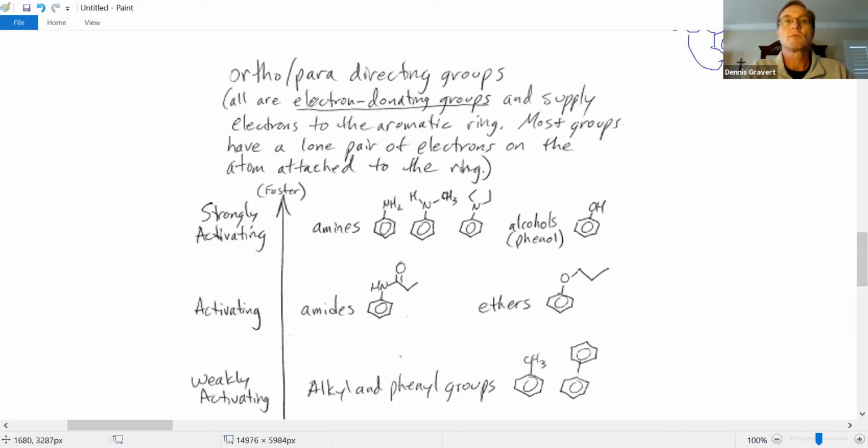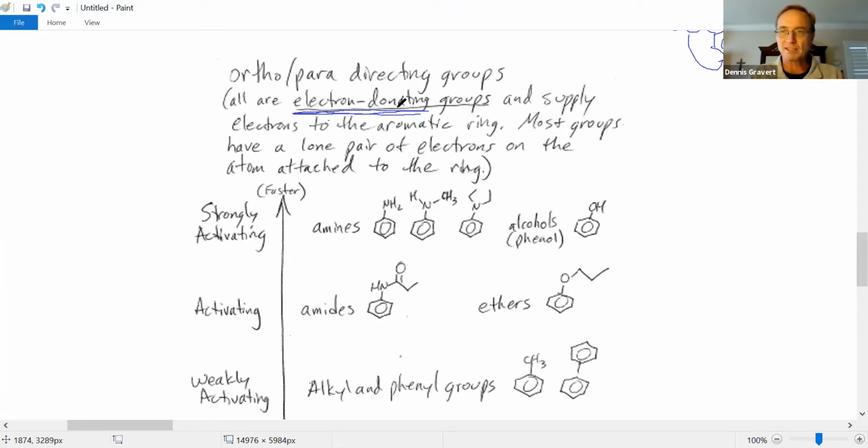First of all, what do they have in common? Or why are they OrthoPara directing? Why do they send the incoming group ortho and para? Has to do with the fact that they like to supply electrons to the benzene ring. They donate their electrons to the benzene ring.